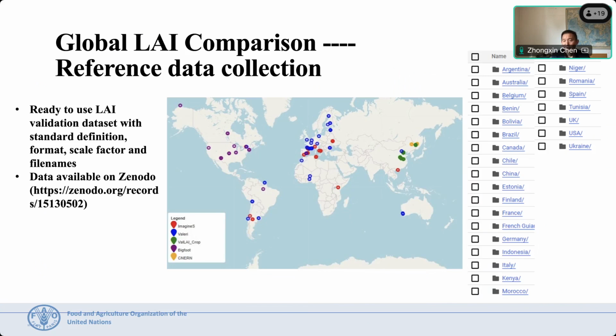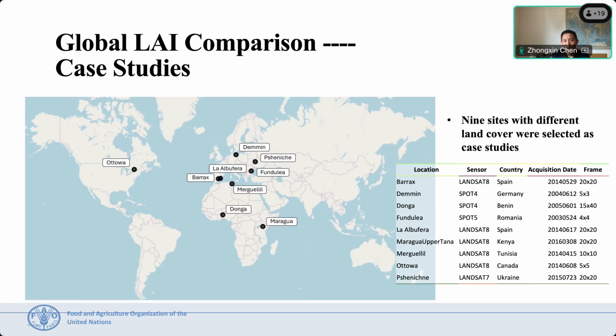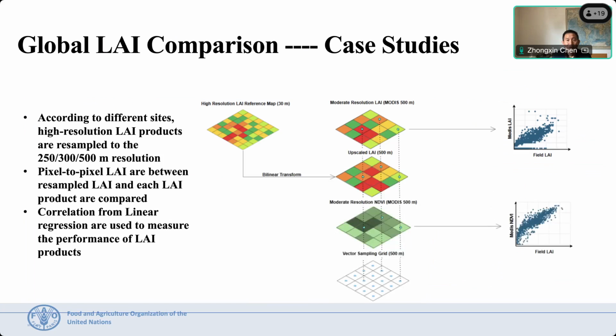This is the first version of our reference dataset distribution. You can say it's not too many, but that's the reality. But we are making more efforts to make more data available. And based on that, we have done the preliminary analysis of some existing global LAI data products. So we choose some sites here. And that's the methodology. It's roughly the second scheme for LAI validation I shared in the prior slides.